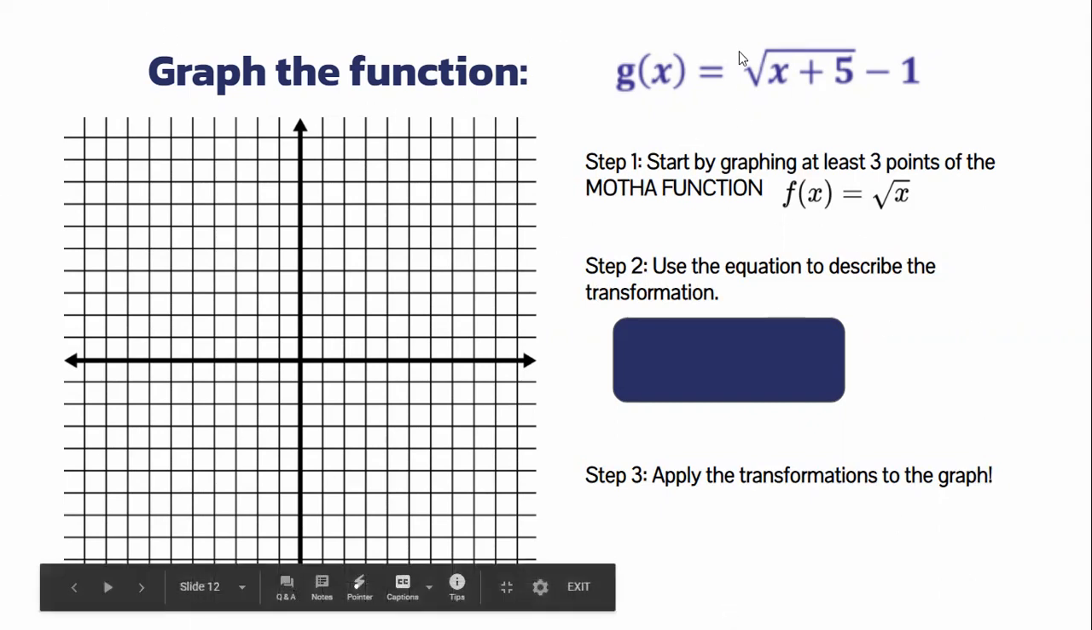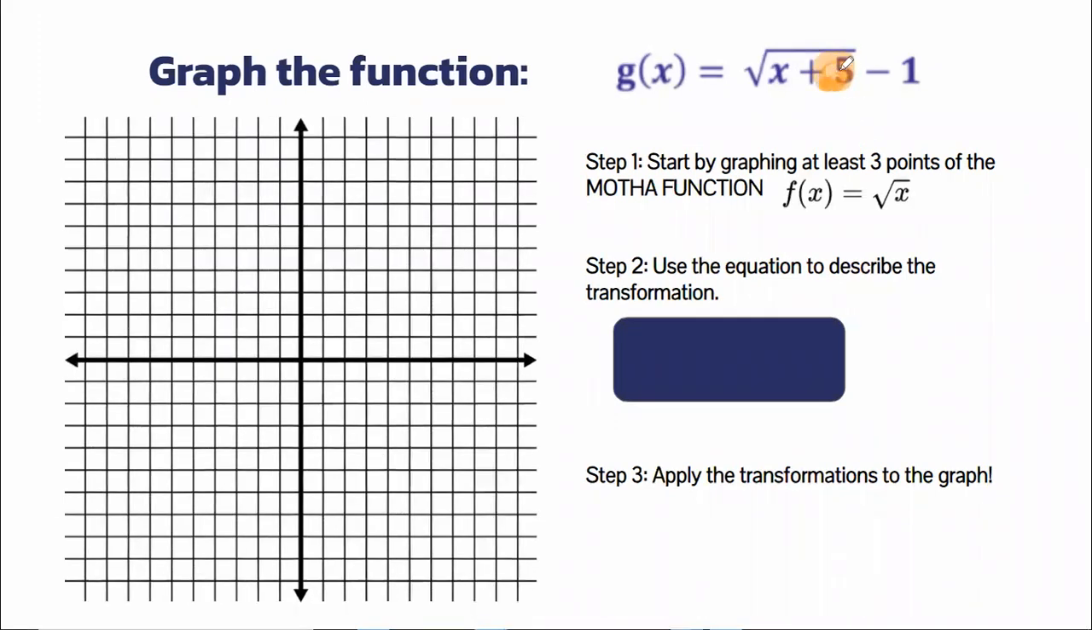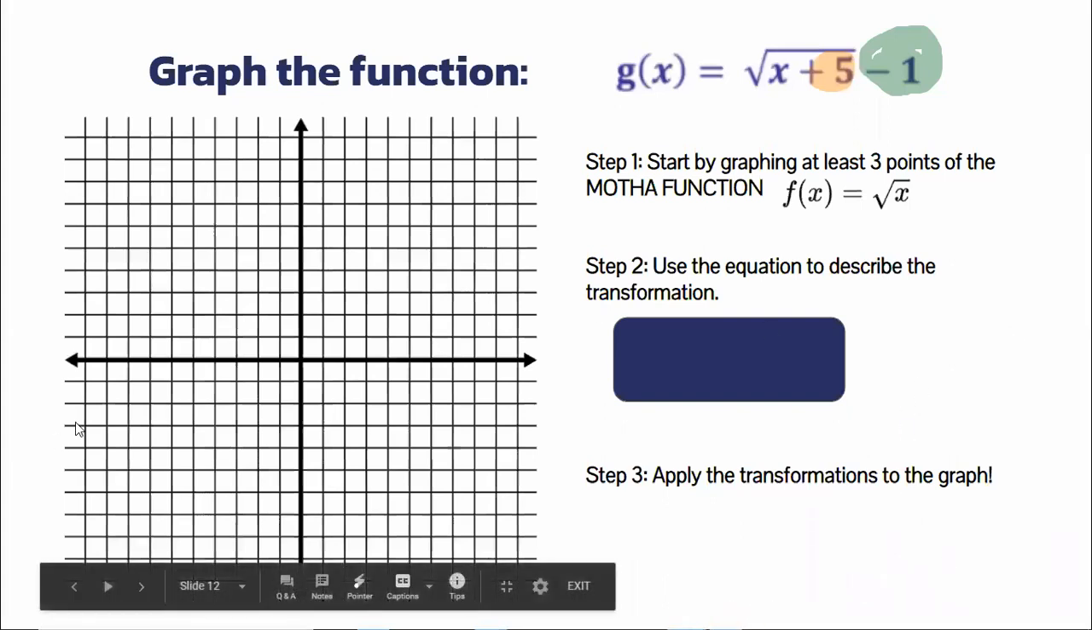So just by looking at our function, g of x is equal to the square root of x plus 5 minus 1, if my goal was just to describe what I see happening, I notice that I have a positive 5 next to x. Don't trust it. Always do the opposite of what your x says. So we're probably going to go left 5. And then I notice that I have a negative 1 k value on the outside of my function. So I'm probably going to go down 1 from my parent function.